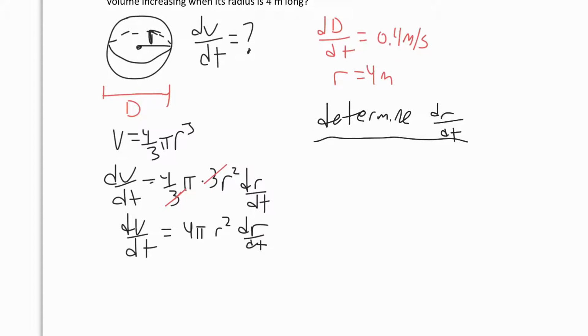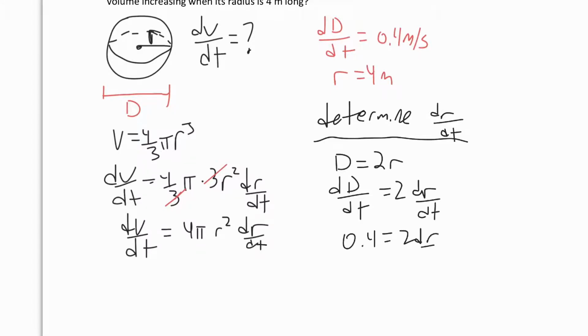There's really nothing given. We know that we have dD/dt, but I guess that means we need some new equation. And in particular, if you remember, diameter is equal to twice the radius. So we can take the derivative of this equation. dD/dt is equal to 2 dr/dt. So 0.4 is equal to 2 dr/dt. Dividing both sides by 2, we get dr/dt is equal to 0.4 over 2, which is 0.2.